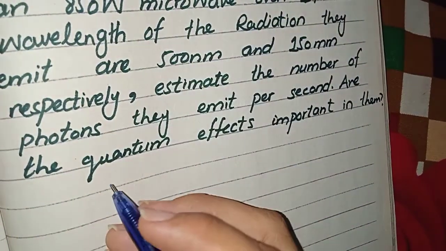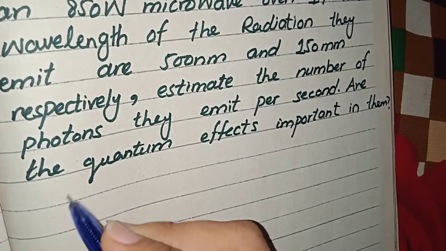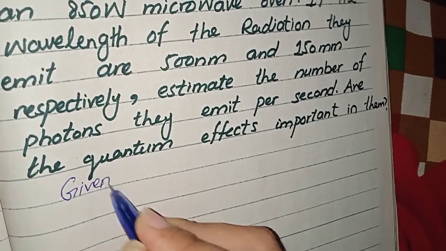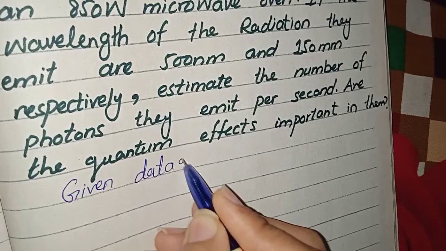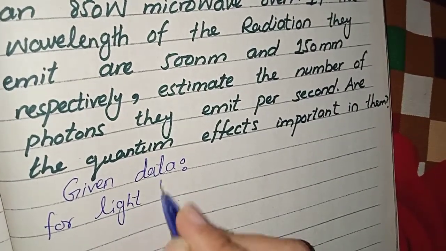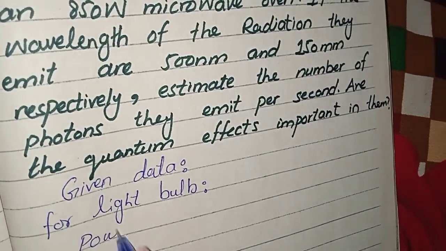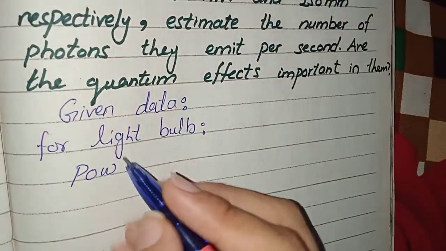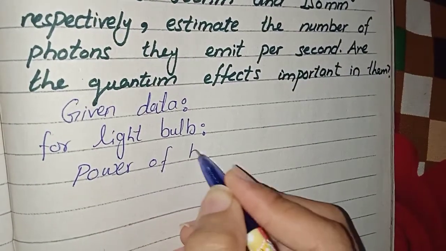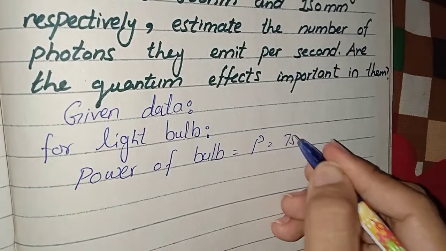75 watt means a power is given. Okay, given data for light bulb. Power P is equal to 75 watt.